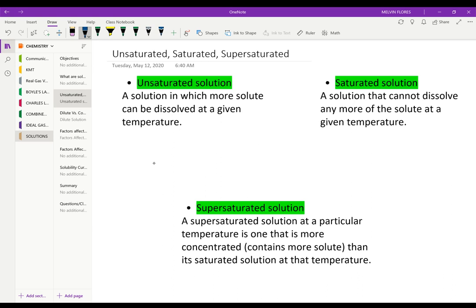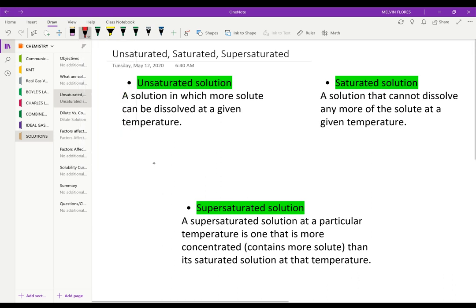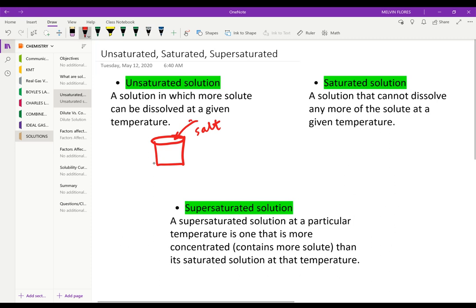Let's say, for example, we have a beaker of water. So I have here a beaker of water, and then we keep adding salt. You keep adding salt and then you stir up the solution. The salt is dissolved at a given temperature of the water. So keep adding salt until there is no more salt that can be dissolved. That's what we call unsaturated. There is more solute that can be dissolved at a given temperature.